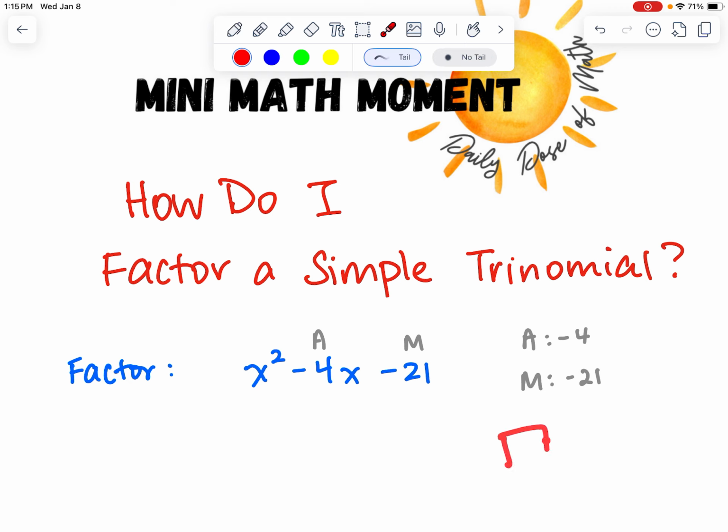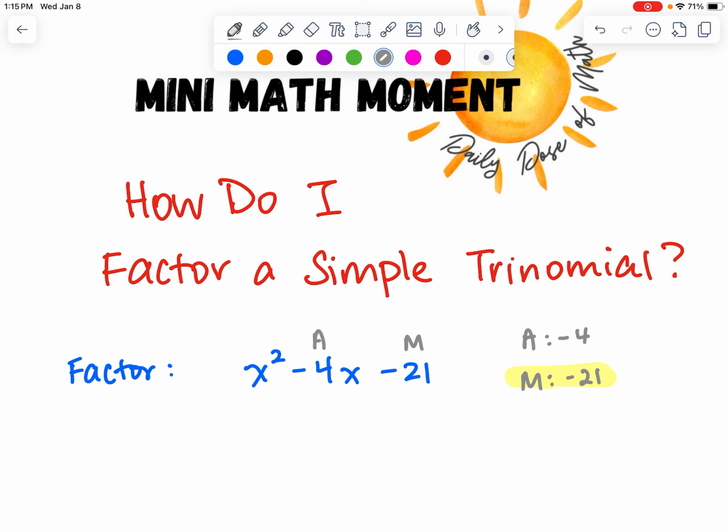Your goal is to find two numbers that multiply to -21 and add to -4. To do that, start with looking at numbers that multiply to -21. And actually, start with finding numbers that multiply to 21. Forget the sign for now. And all you're looking for are numbers that could potentially add or subtract to get you to a 4.